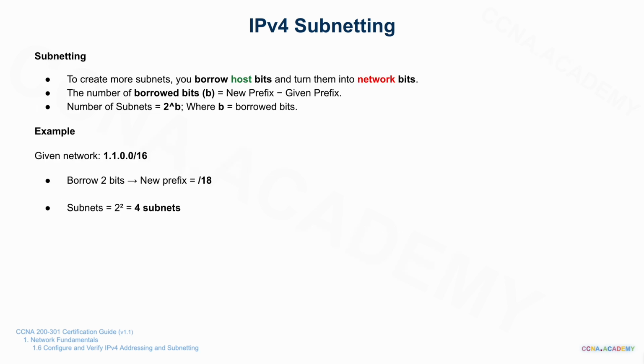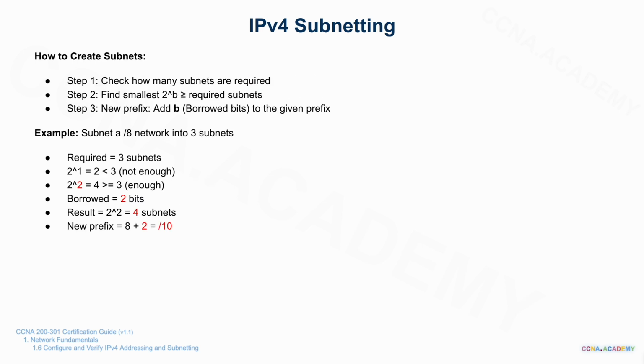When we borrow bits from the host portion, we create more subnets. The number of subnets equals 2 raised to the power of the number of borrowed bits. For example, imagine a network 1.1.0.0/16. If we borrow 2 bits, the new prefix becomes /18. Now we have 4 smaller subnets instead of one large network, each with its own network ID, host range, and broadcast address. When you need to create a specific number of subnets, follow 3 steps.